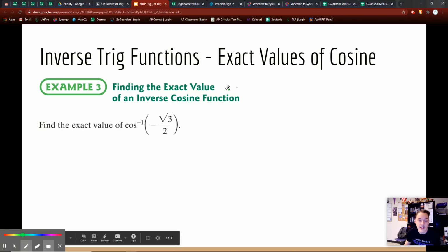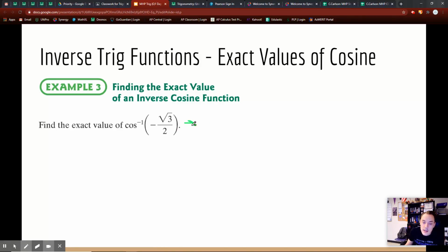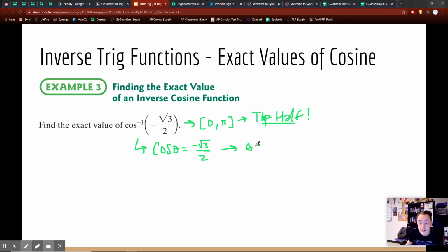Inverse cosine of negative radical 3 all over 2. Now remember, just letting you know, this is from 0 to pi. That is my restriction. This is the top half, okay? So that's the top half of the unit circle. So what does this say? This says cosine of theta equals negative radical 3 all over 2. So what does theta equal?